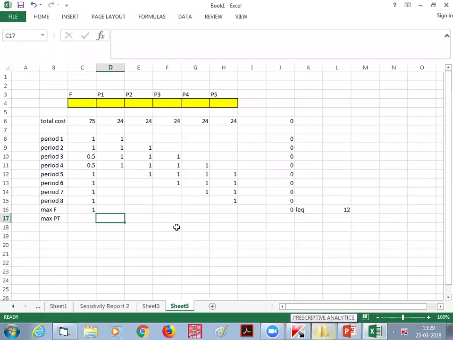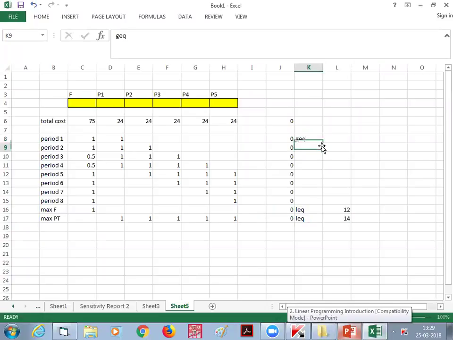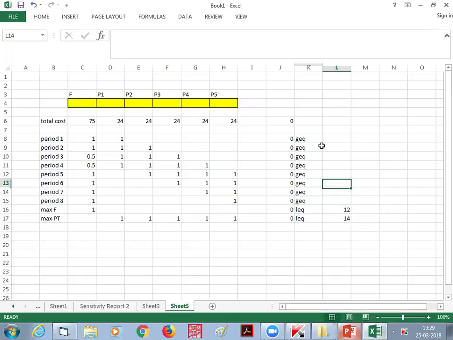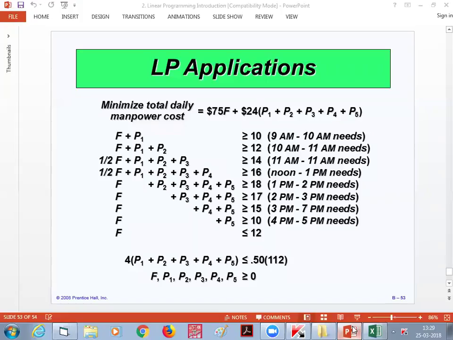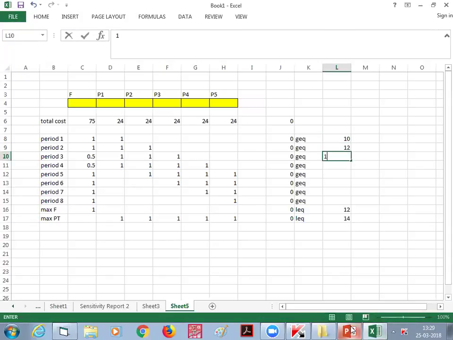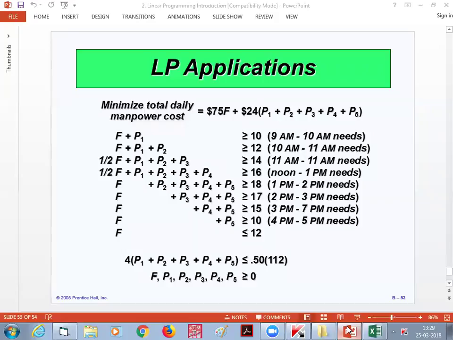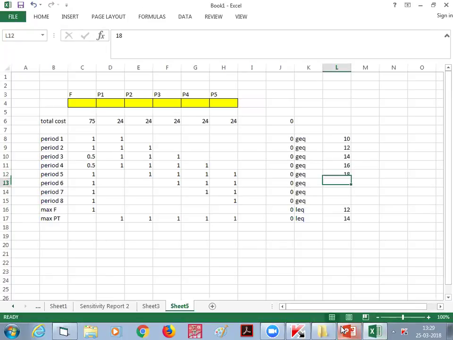So we'll put 1, 1, 1, 1, 1, 1. Oh, not here. Is less than or equal to 14. So maximum is less than or equal to 14 here. And these are all greater than or equal to constraints, right? Greater than or equal to how much? The manpower requirement in each period. So manpower requirement here is 10, 12, 14. 10, 12, 14. Then comes 16, 18, 17, 15. 16, 18, 17, 14, and I think 10 at the end, right?